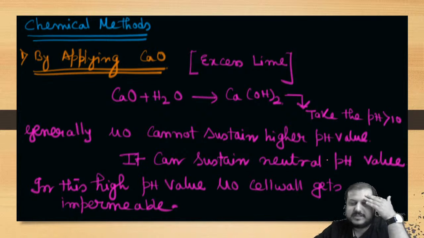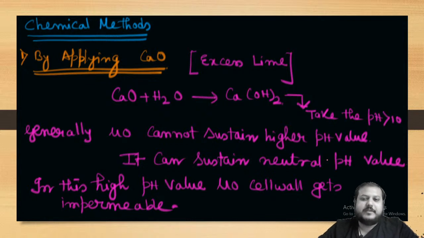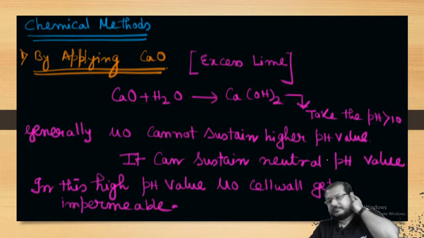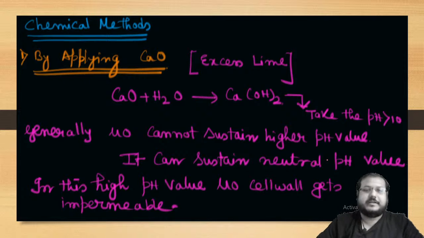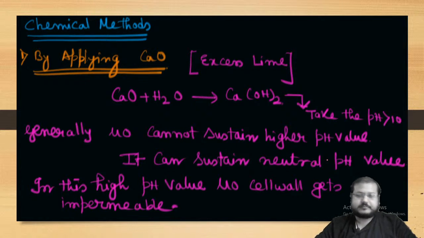Generally, microorganisms cannot sustain a very high pH value. They can sustain neutral pH. If the pH is higher, the cell wall becomes impermeable. They will not sustain high pH as well as low pH.